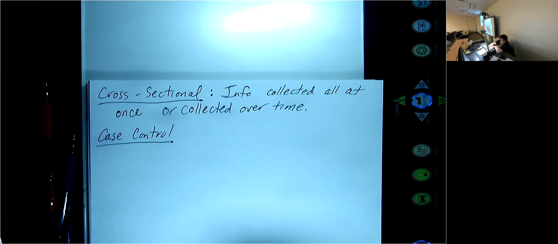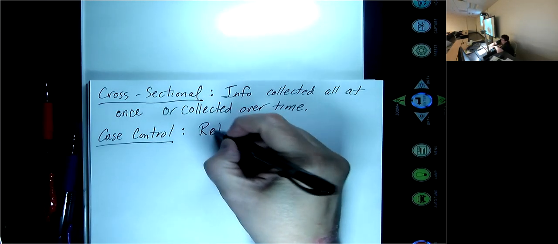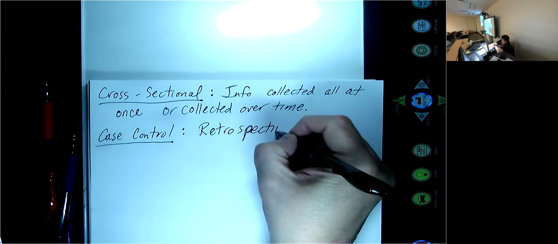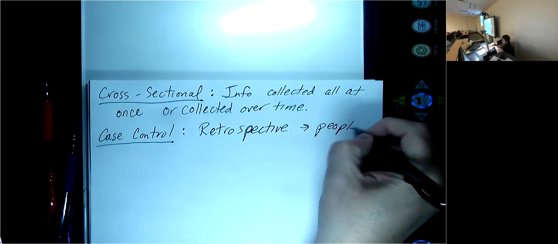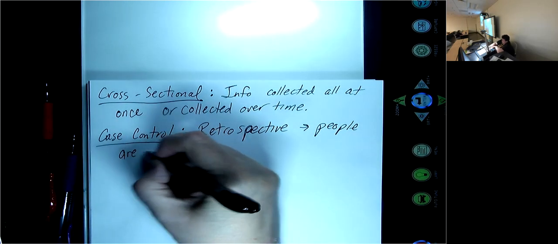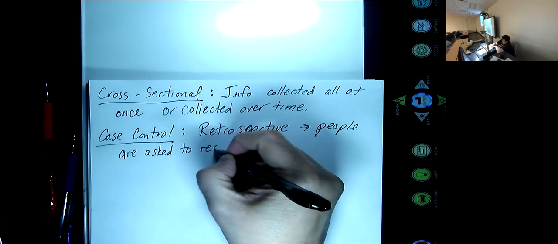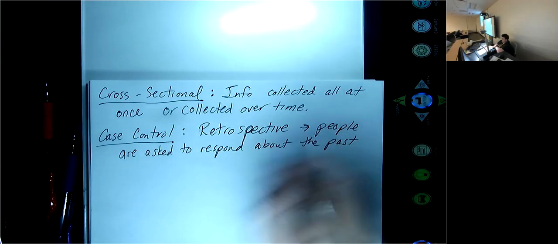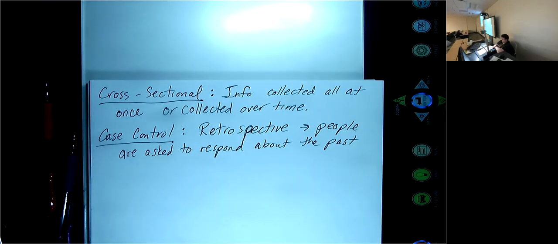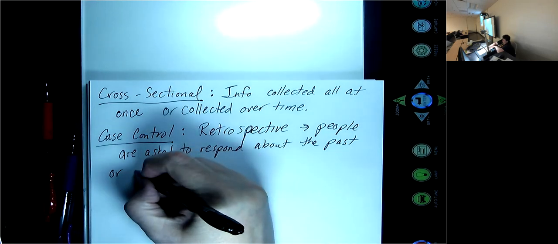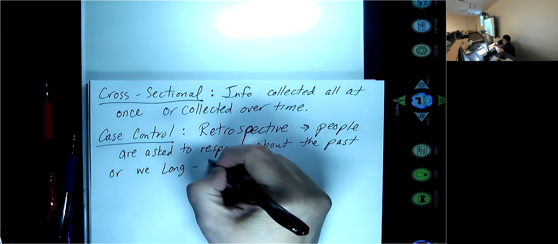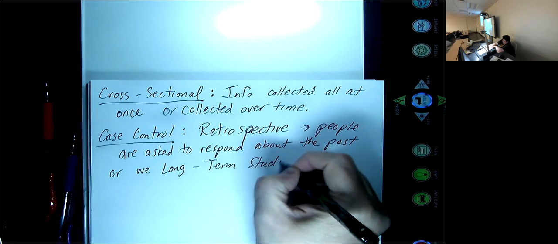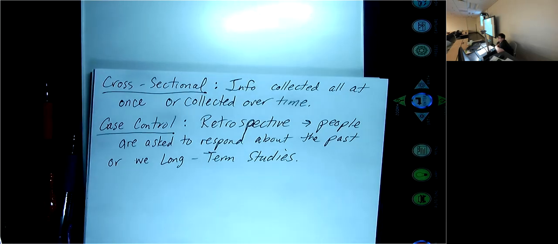There's a couple ways of doing this. One is retrospective, which means people are asked to think about the past or respond about the past. Like over a period of time, or we have long-term studies. Maybe they don't check in every week, maybe they do. But the point is, we're checking to see what happens like 30 years from now.